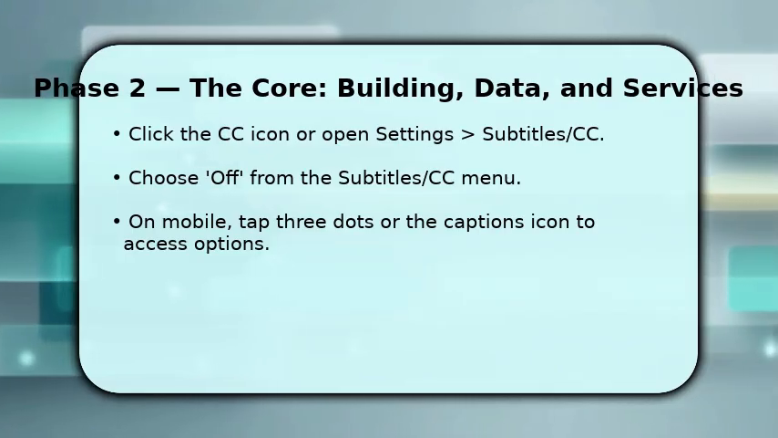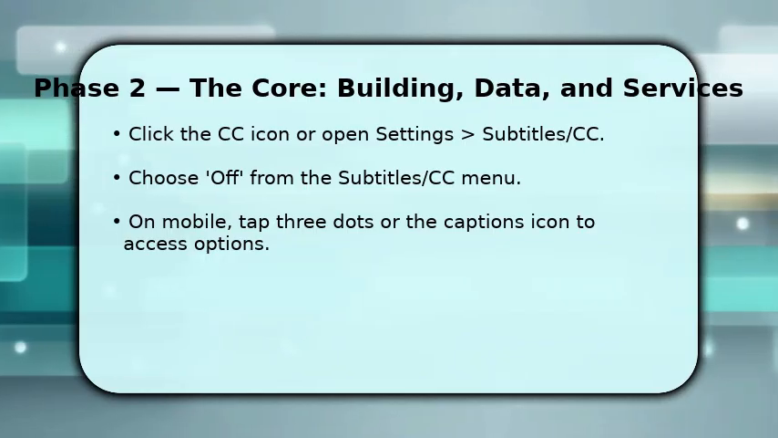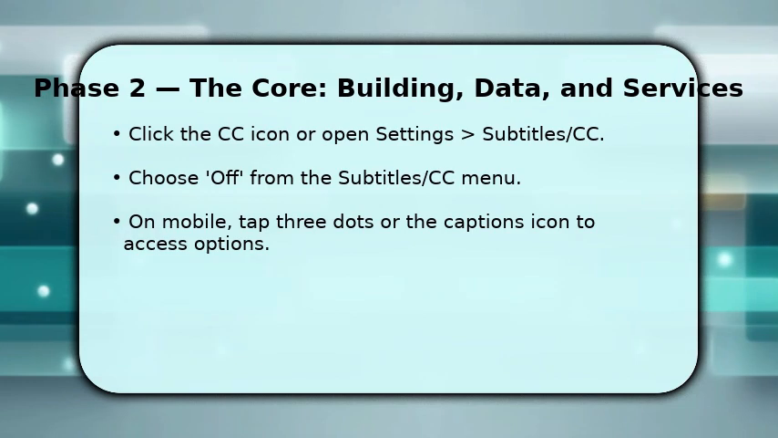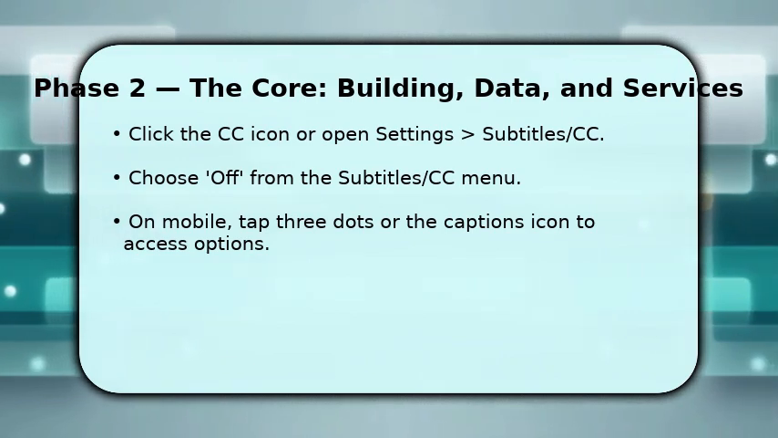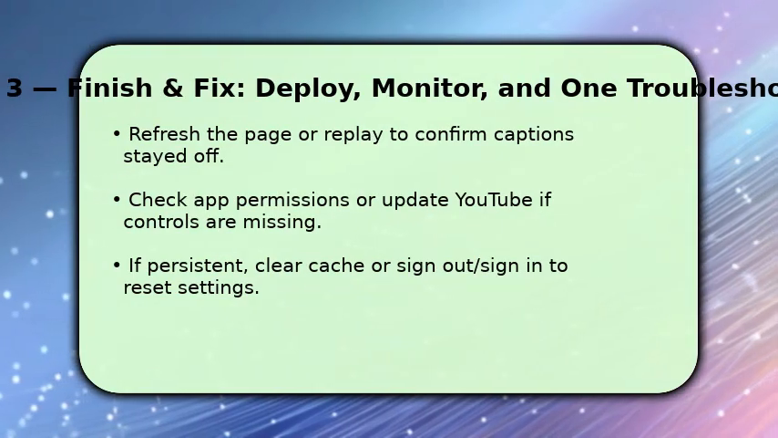On mobile apps, tap the three-dot menu or the Captions icon and then toggle Captions off. Make sure to confirm the selection. After this, captions should disappear for the current session. Finish by confirming the captions are gone.